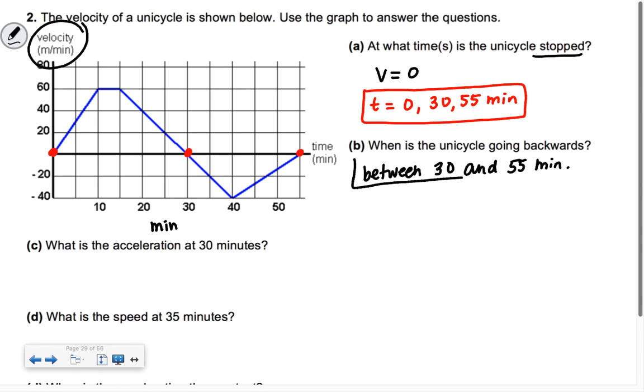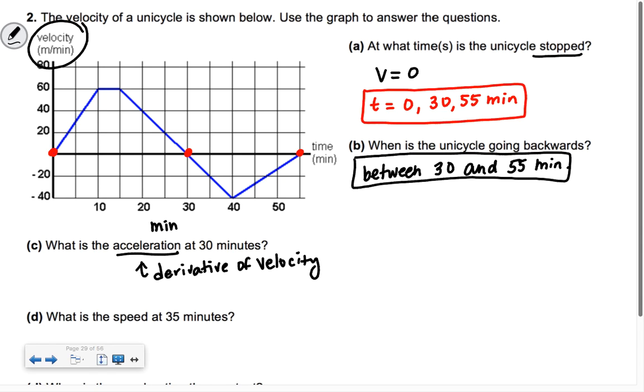All right, so what is the acceleration at 30 minutes? So how is acceleration related to velocity? Acceleration is the derivative of the velocity, right? So we want the derivative of velocity, but we don't have a function that we can take the derivative of. So derivative is the slope, right? A derivative is slope. So I want to find the slope at 30 minutes. So I want to find the slope of this line right here.